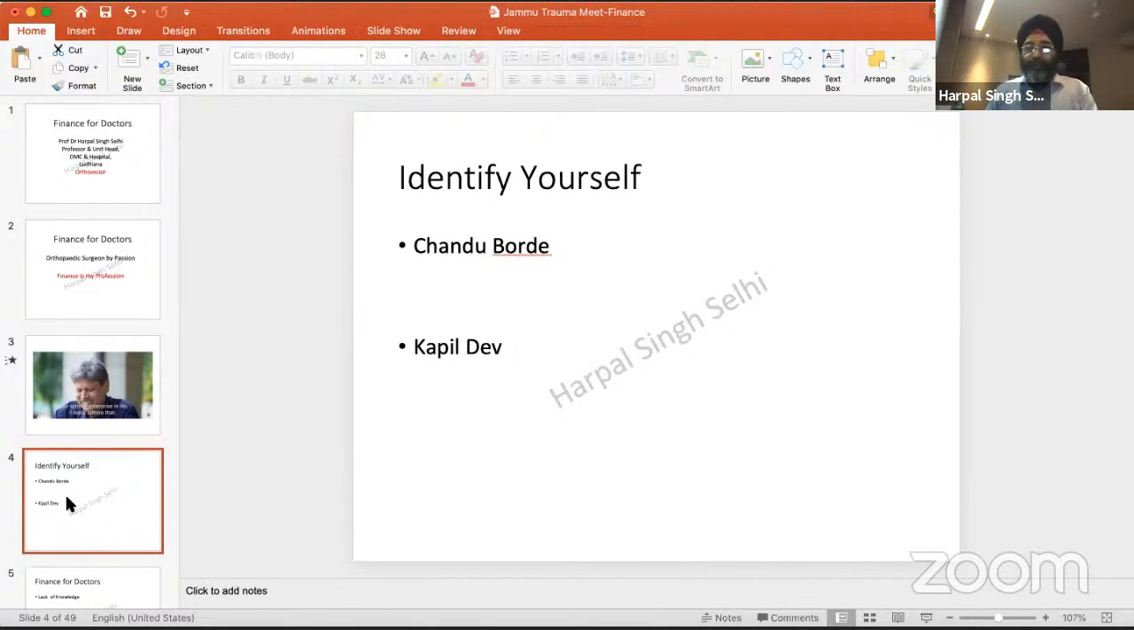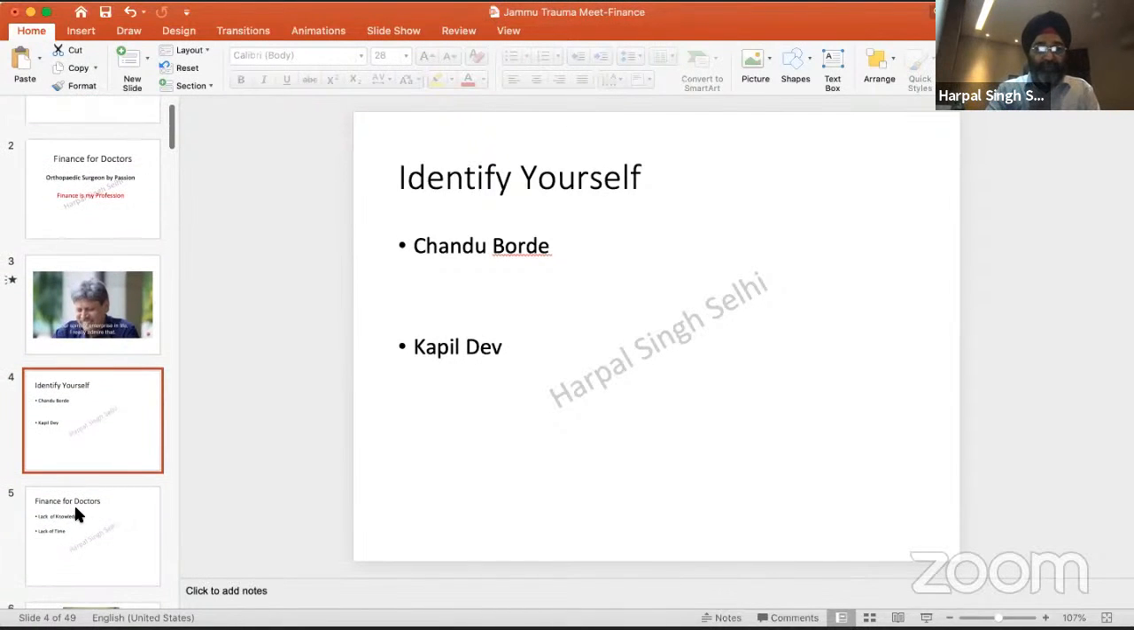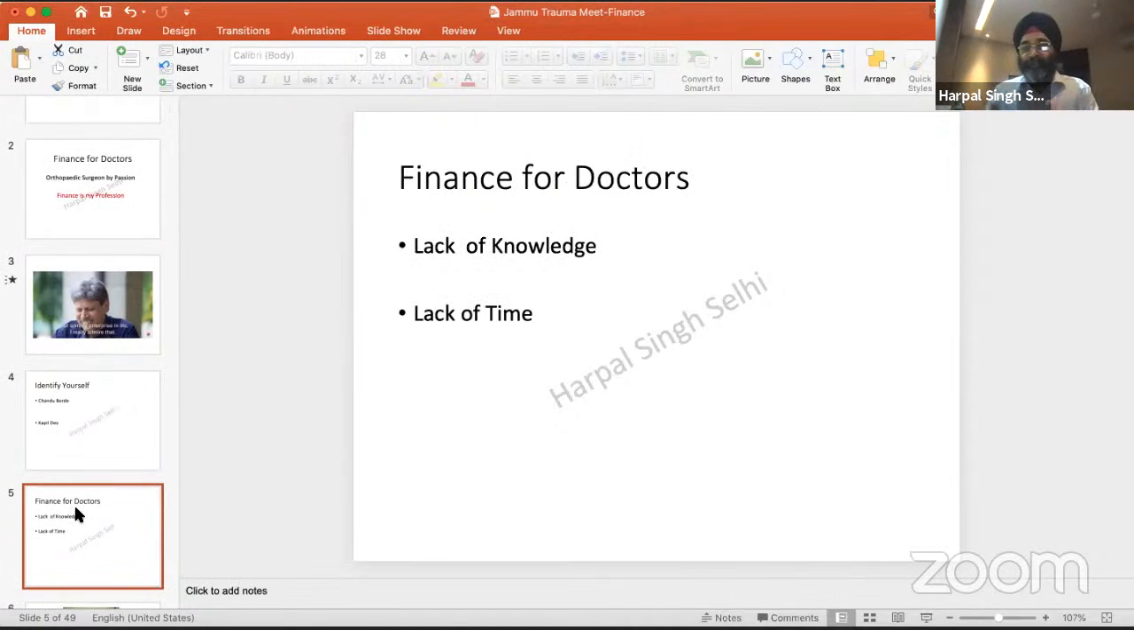So now you have to decide: do you want to be Chandu Borde or do you want to be Kapil Dev? You want to wait for somebody for your daily allowance, or you should have your own integrity and self-respect. So why is finance for doctors a special topic? The majority of doctors are made to believe that you have a lack of knowledge of finance and you have a lack of time.